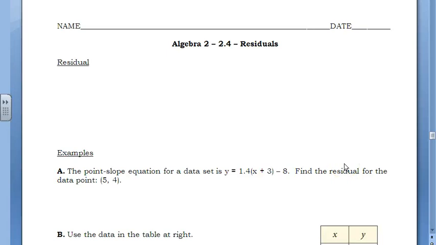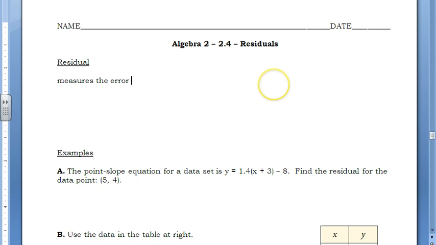This is Algebra 2A, Section 2.4, Residuals. A residual is an error measure. It measures the error of a linear model. So we have data, and we write an equation to model that data, and if the equation isn't 100% right, the residual measures how far off it is.